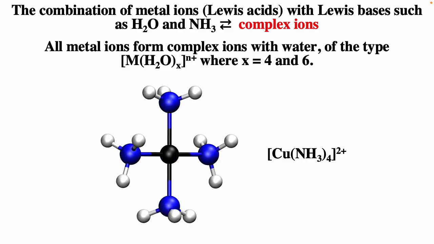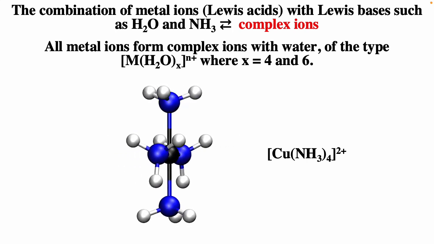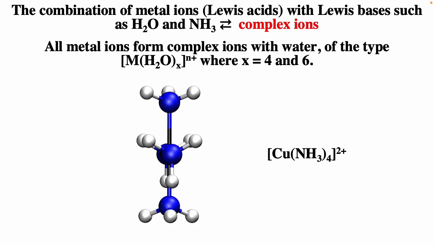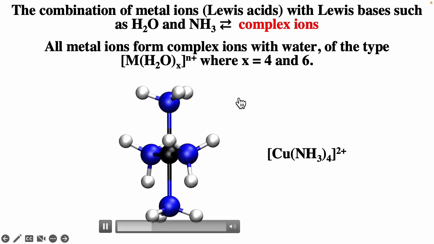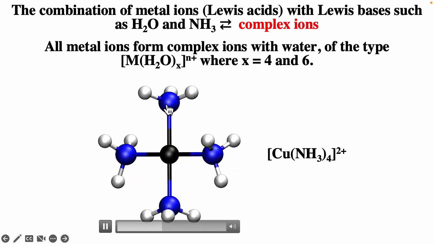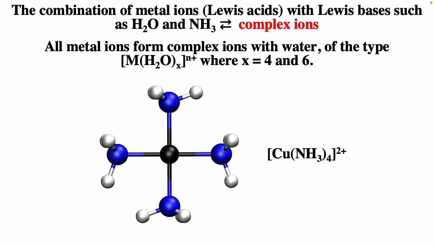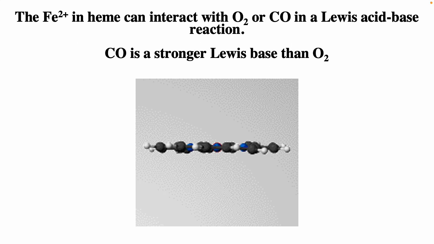And so again, Lewis theory is more general. The combination of a metal ion, behaving like a Lewis acid, accepting an electron pair, and a Lewis base can give you these complex ions. You have the metal ion in the middle, and then you have what are referred to as ligands. The ligand just has to be able to donate a pair of electrons. Heme has an iron in the center, and it can combine with oxygen or carbon monoxide. Again, this is a Lewis acid-base reaction, even though you do not have any transfer of hydrogen ions.